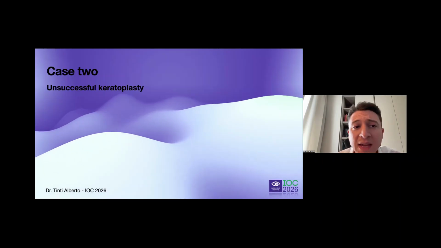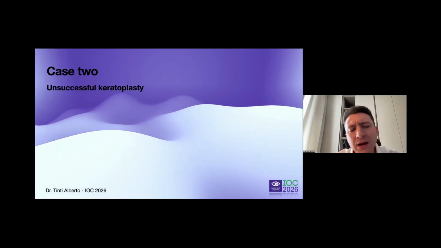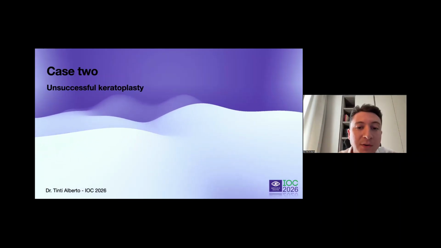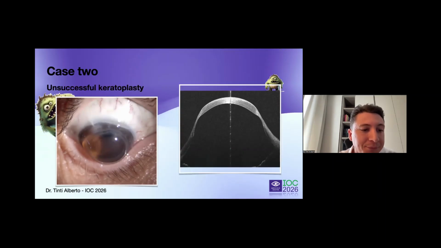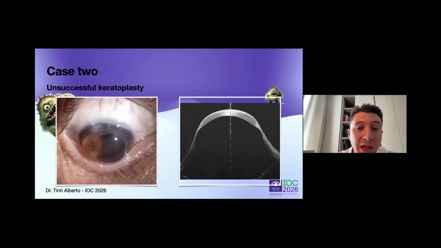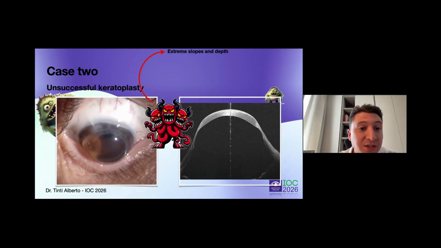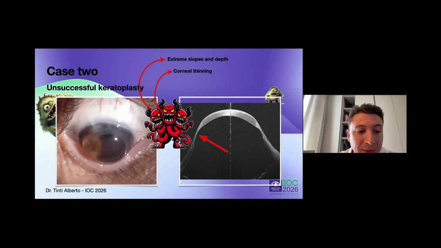Now let's take a look at the second case. Here is a completely different patient, but the same monsters. This time, the main challenges are extreme slopes and depth. We also have corneal thinning and refraction.